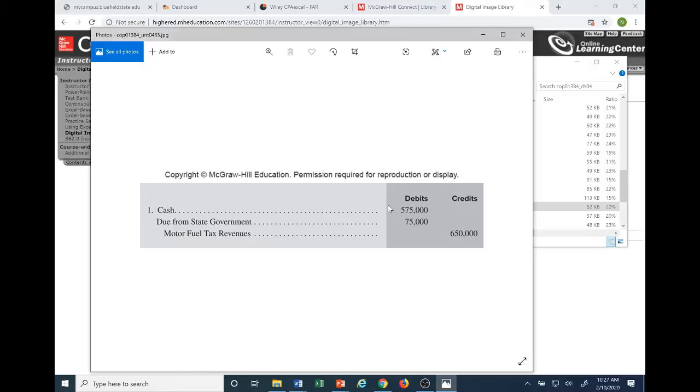So let's see here. This first one is for motor fuel tax revenue. They obviously have a special revenue fund created specifically for motor fuel tax revenues, right? So if we get the tax off that motor fuel revenue, it's going in that special revenue fund.